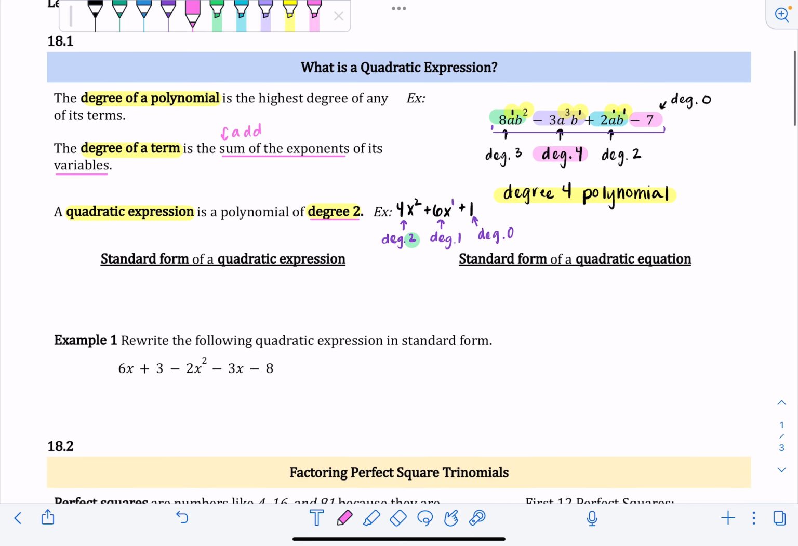And then there is a standard form for quadratic equations. You will see these formulas a lot. So there's the quadratic expression, and an expression just means that something has no equal sign.